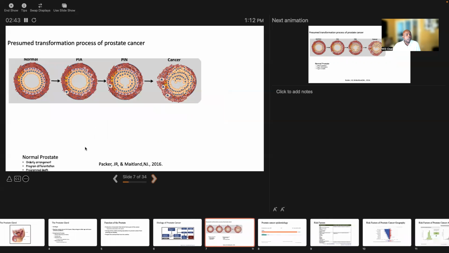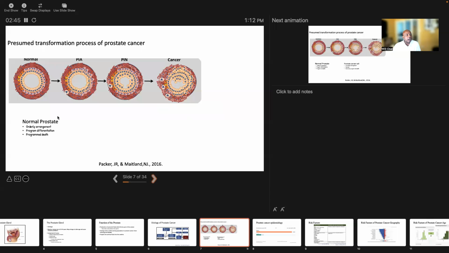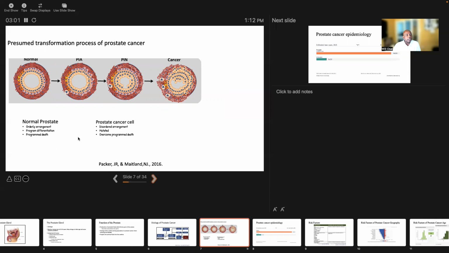As an illustration, normal prostate cells are orderly arranged and undergo programmed differentiation controlled by a regulatory mechanism. At the end of their life, the cells undergo a programmed cell death. In malignancy, these cells become disorganized for a variety of reasons, including the ones mentioned earlier, and they are able to overcome the programmed cell death, and they grow uncontrollably and metastasize, meaning they spread to other parts of the body.